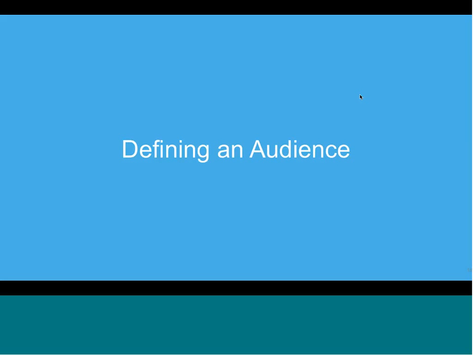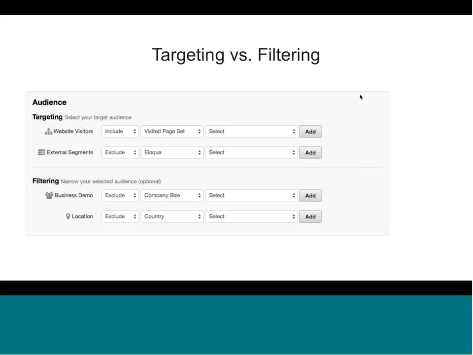All right, now we're going to get into the meat of it, defining an audience. This is our audience definition editor. The first thing I want to point out is that there are two parts here, and this is organized really intentionally. First we have the targeting, and you can think of this as your starting set. It's required to include a target in order to save the nurture stream. You have to have some group of people that you're saying, yes, I want these people in my program.